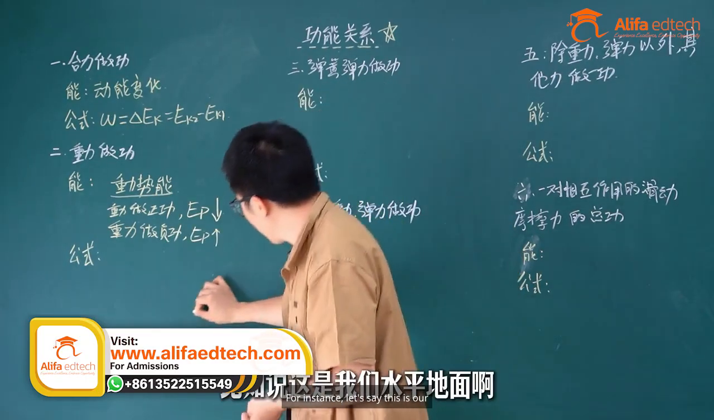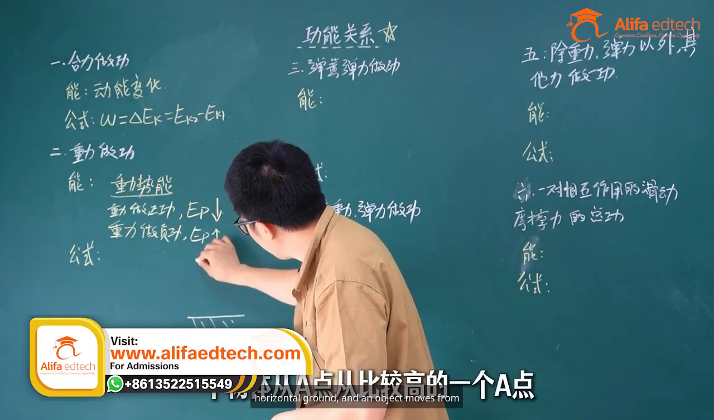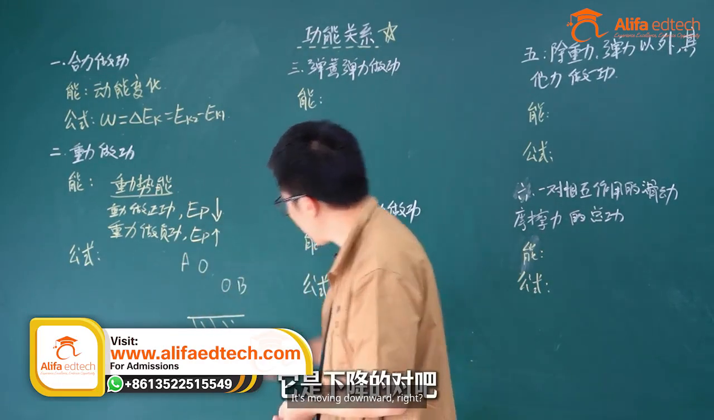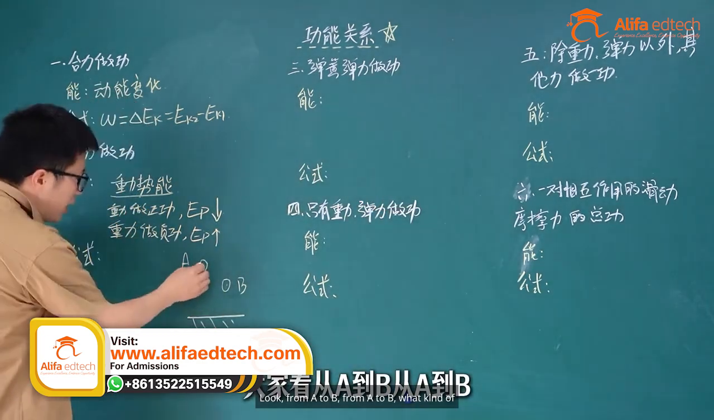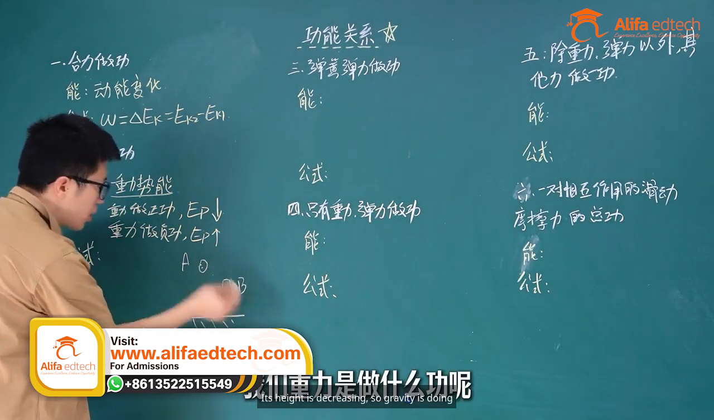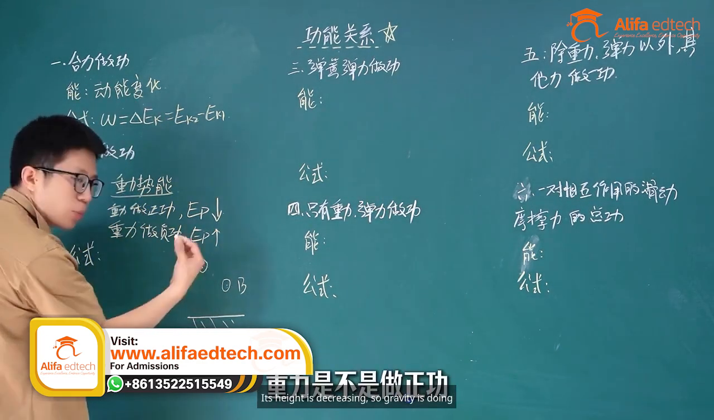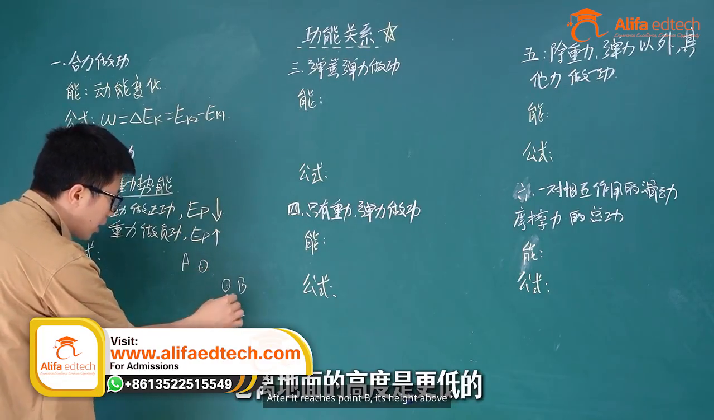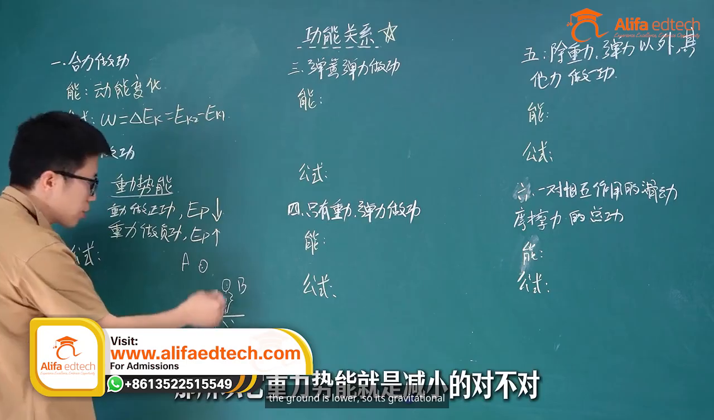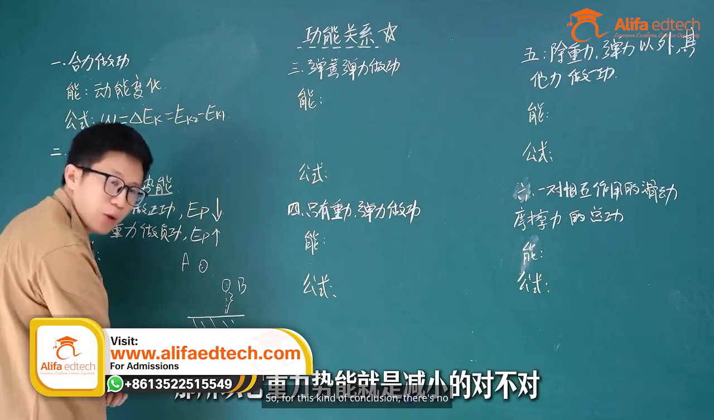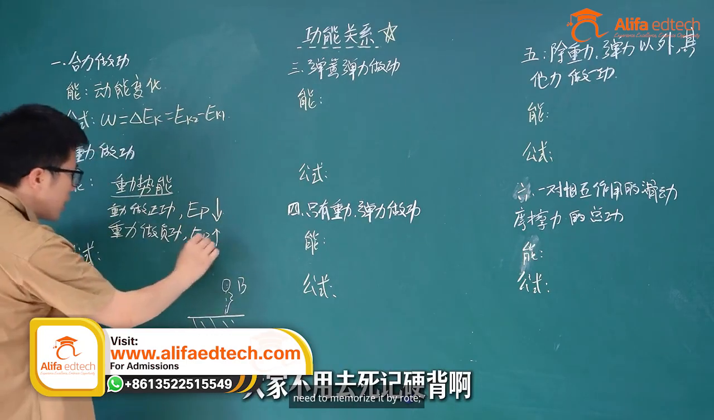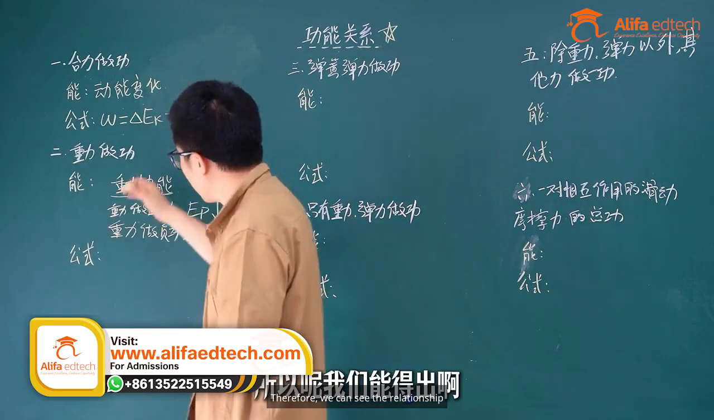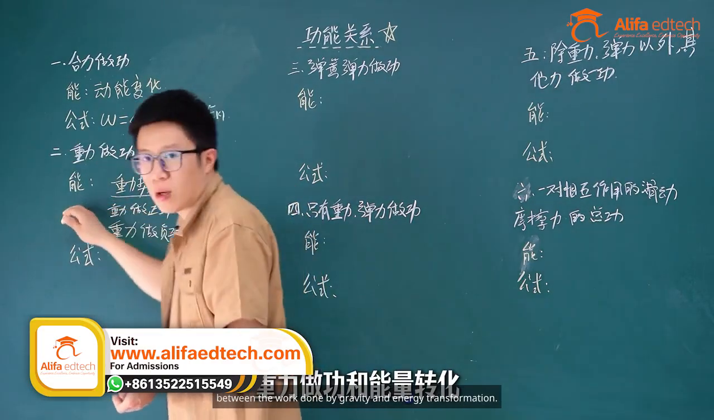For instance, let's say this is our horizontal ground and an object moves from point A, which is at a higher position, down to point B. It's moving downward, right? Look, from A to B, what kind of work is gravity doing? Its height is decreasing, so gravity is doing positive work, isn't it? But after it reaches point B, its height above the ground is lower, so its gravitational potential energy decreases, right? So for this kind of conclusion, there's no need to memorize it by rote. Just understand it conceptually.